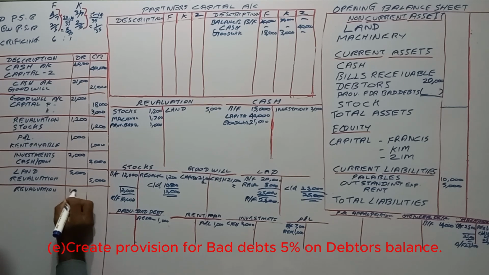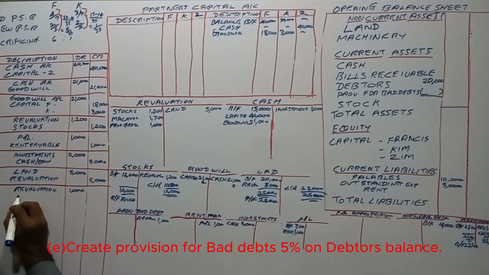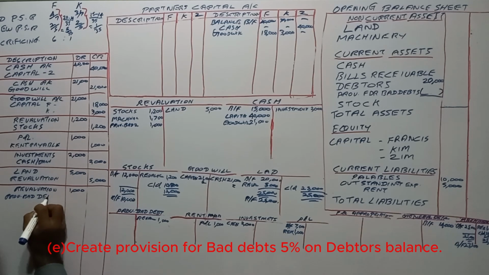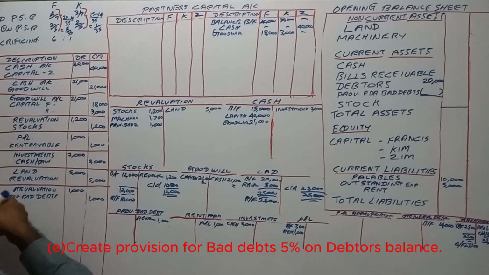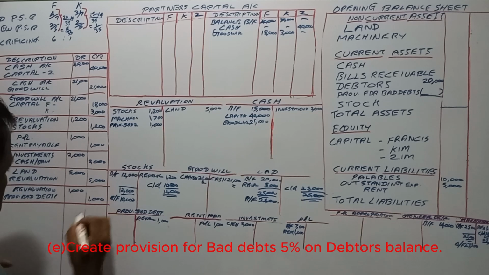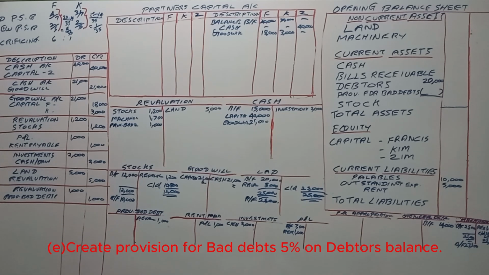Debit 1,000 and provision for bad debts 1,000. Right? 1,000. 5% on bad debts.